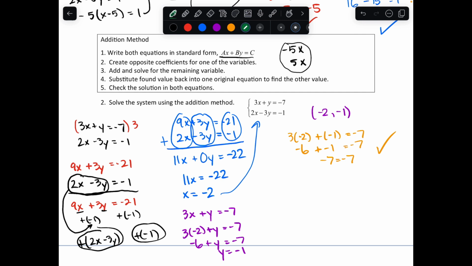Now we can try for the bottom equation. We have 2x minus 3y is equal to negative 1. So we have 2 times negative 2 minus 3 times negative 1 is equal to negative 1. 2 times negative 2 is negative 4. And negative 3 times negative 1 is positive 3 is equal to negative 1. Negative 4 plus 3 is negative 1. And so we have negative 1 is equal to negative 1. That's a true statement. So our answer really is negative 2, negative 1.